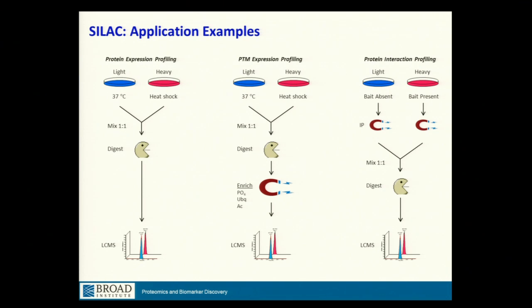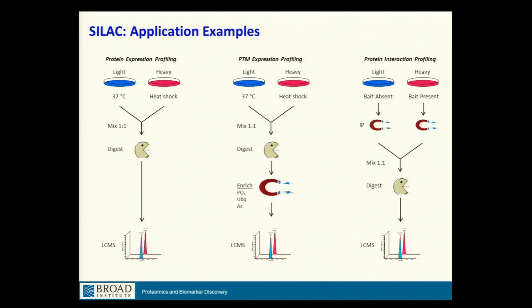Let's say you're interested in phosphoproteomics. For example, you grow your cells in light and heavy. Let's do the same thing. Let's heat shock those cells, mix them 1-to-1, digest just as before. Now we're going to add in a step of enrichment, let's say for phosphopeptides, or you could do ubiquitinated peptides, or you could do acetylated peptides. Same thing, we can get 1-to-1, or we can get measurements of these things together.